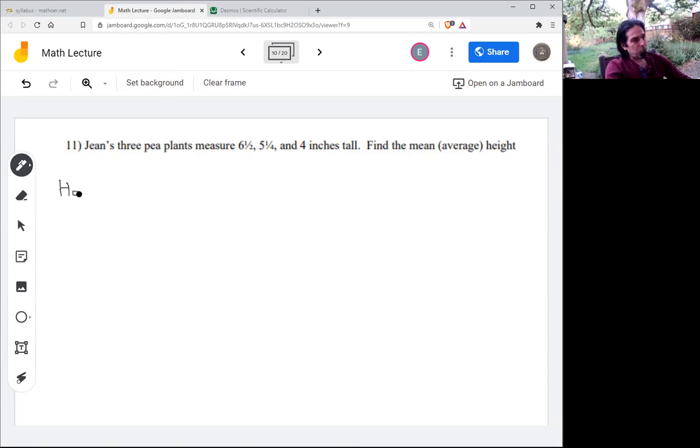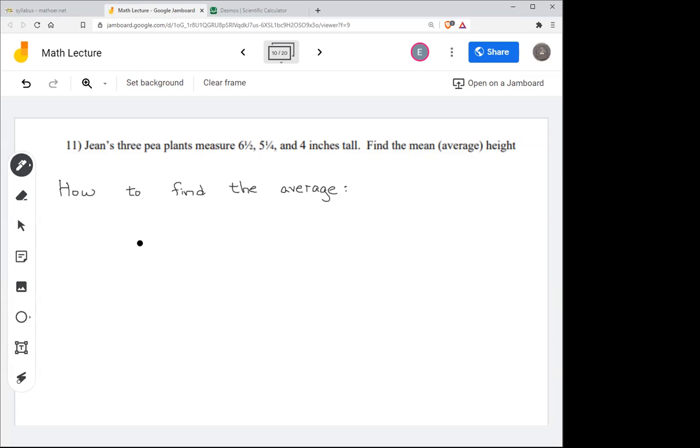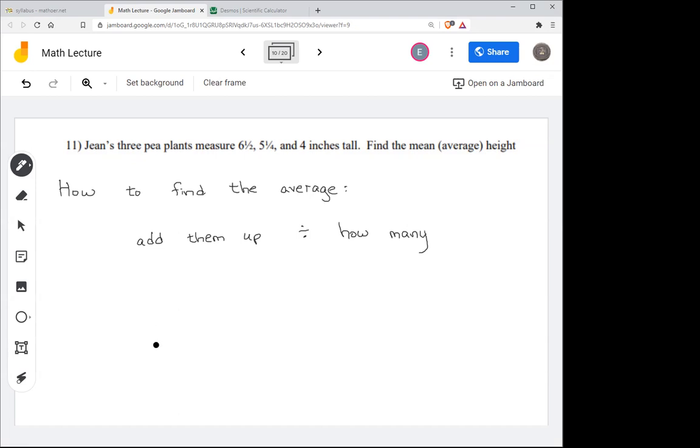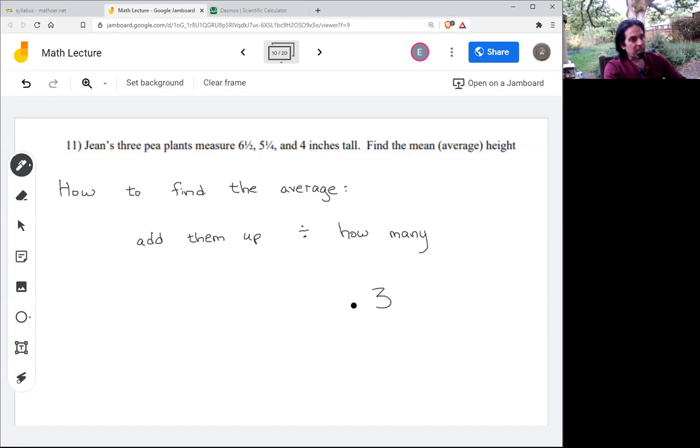How do we find the average? Who remembers from something else before? I'm not sure. So add them up. And then divide by how many? Would it be 3? So the how many is 3.